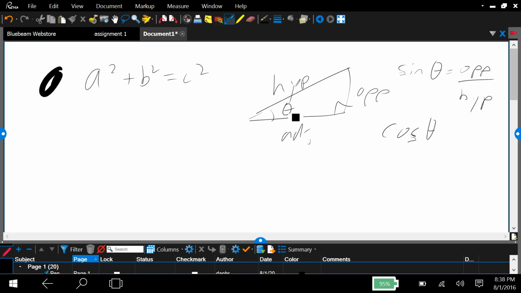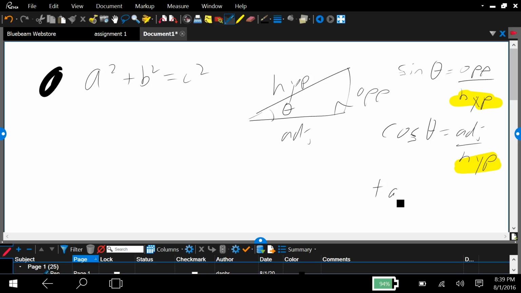And cosine of this angle compares two other sides. It compares the adjacent to the hypotenuse. Quick note here, hypotenuse is the longest side of the triangle, so by putting hypotenuse down here in the denominator for each of those two functions, it forces both sine and cosine to never exceed 1 or negative 1. Okay, so they kind of range back and forth between that.